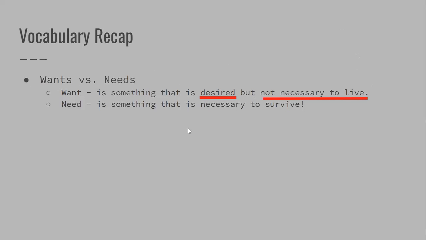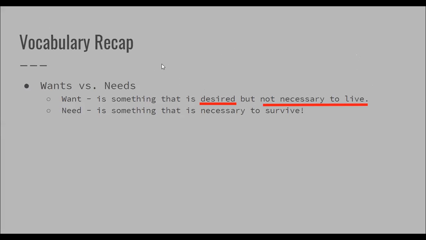A need is something that is necessary to survive. So take a moment and think, what is one thing that is absolutely necessary to survive? The first thing I thought of was food. You need to have food in order to live. So these are some examples of wants and needs.